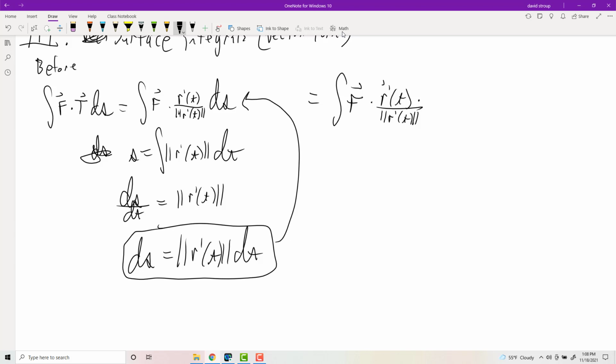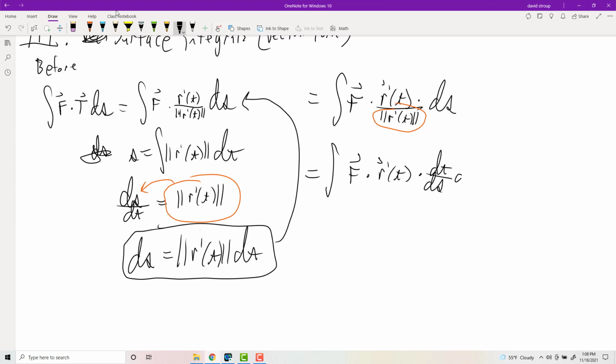which you could rethink of as 1 all over ds dt. Okay, so this object here in the denominator, it's this thing right here, right? So you could replace it with ds over dt, and you would have the integral of f dotted with r prime of t, multiplying by the reciprocal, you get dt all over ds, the ds's cancel, and you have the integral of f dotted with r prime of t.